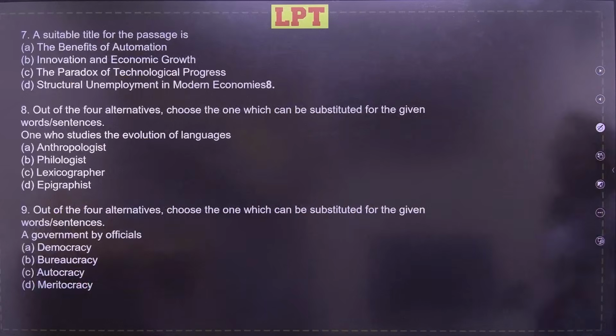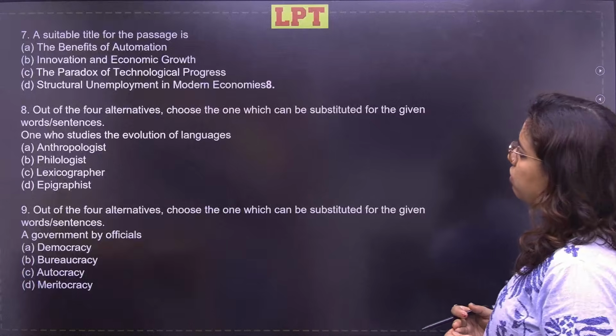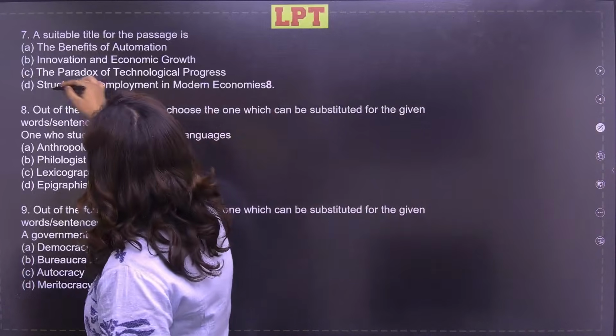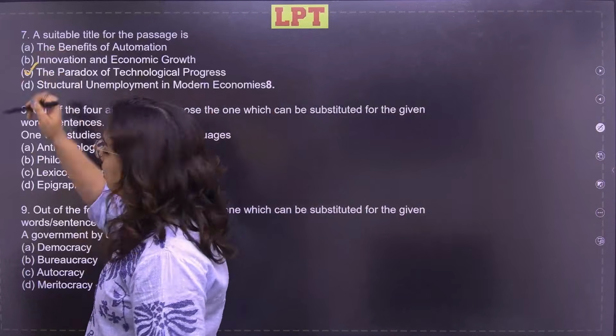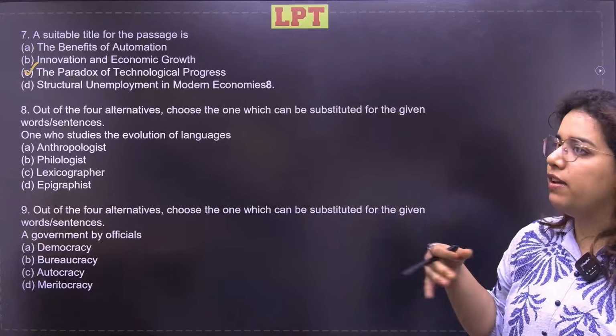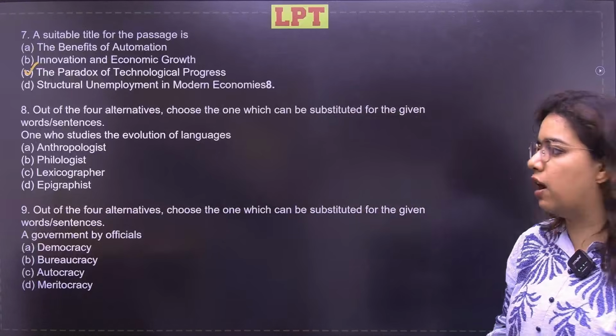Let's go ahead. Okay, a suitable title for the passage. The benefits of automation, obviously not. Innovation and economic growth, no, I don't think so. Structural unemployment in modern... See, the paradox of technological progress, the exact same thing that the passage talks about, that even though we think that we are progressing, we are actually losing on a lot of fronts.